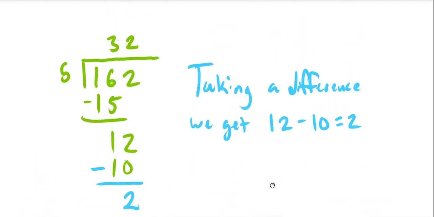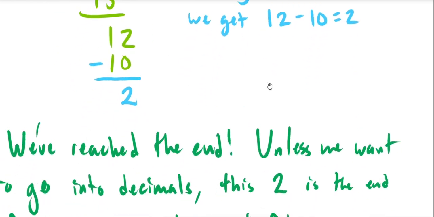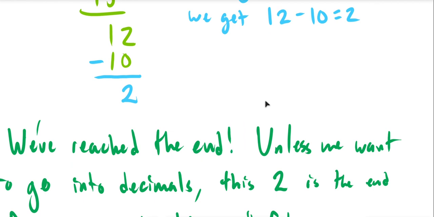Now we've reached the end. There's nothing else in this bracket. If we wanted to put a decimal place here and do a decimal exercise, we could. But we're working with whole numbers in this section. So 2 is going to be the end result.